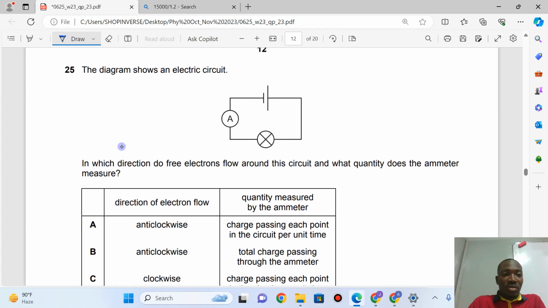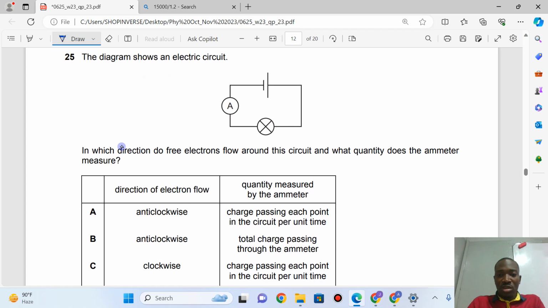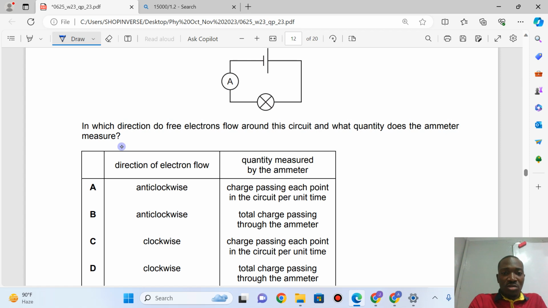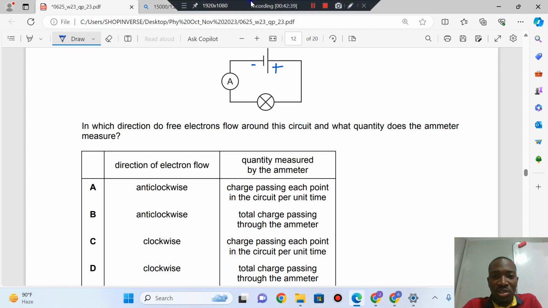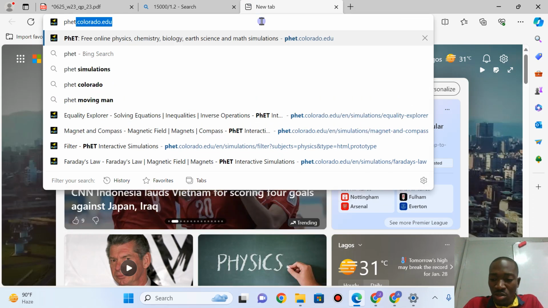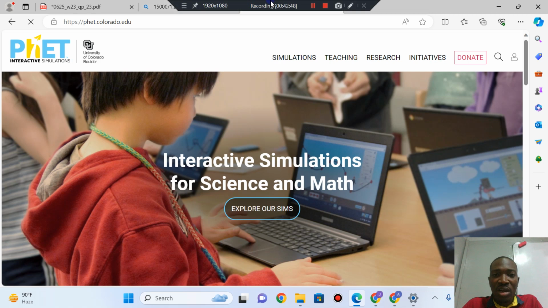Iron. Number 25. The diagram shows an electric circuit. This is the positive terminal, this is the negative terminal. Now the question asks, in which direction do free electrons flow around this circuit? And what quantity does the ammeter measure? How do you know the direction in which free electrons would flow? Let us use our simulation to check this so that it can be clearer to us.